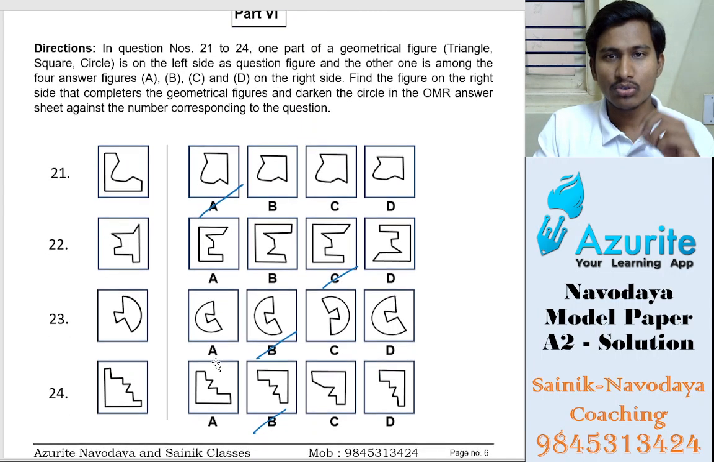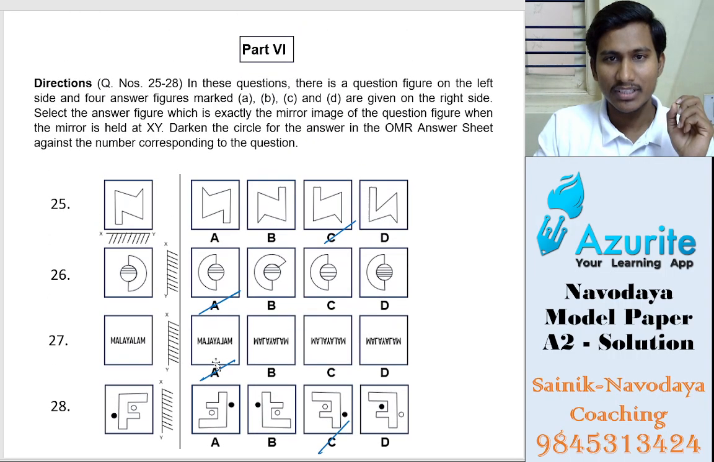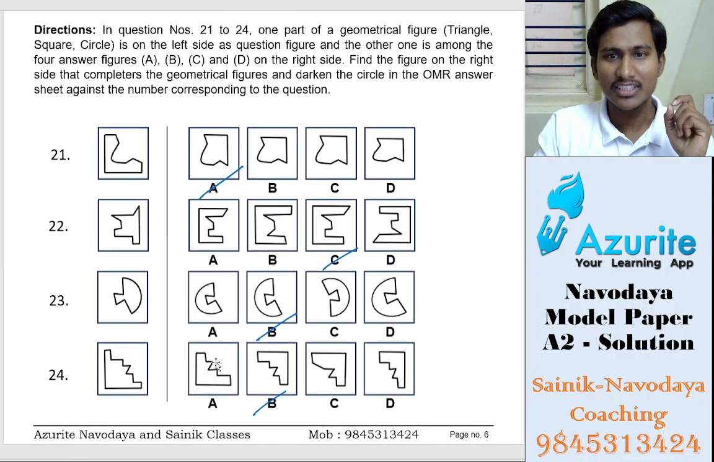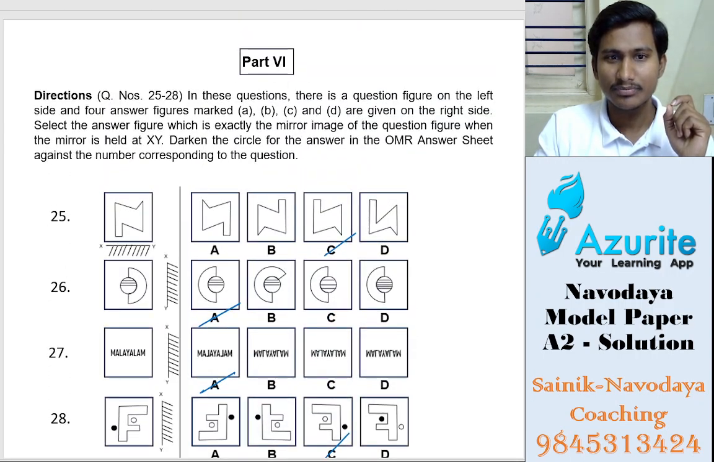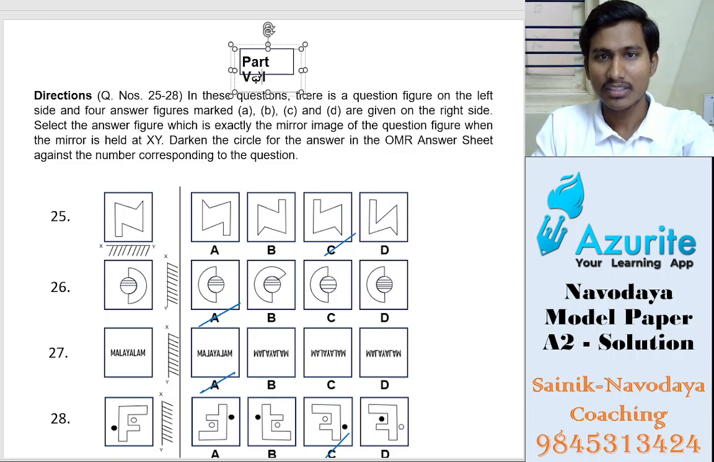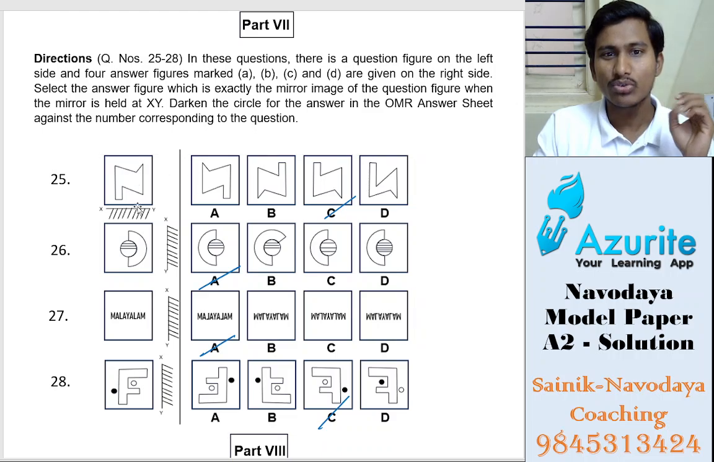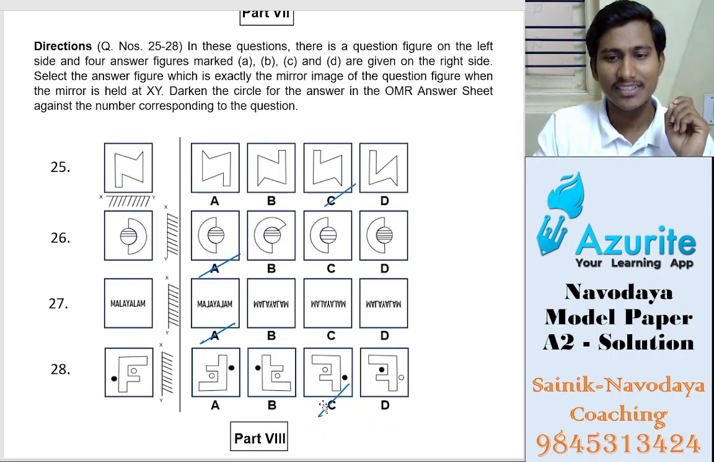Now let's do the seventh part, this should be seventh, yes. Here the seventh part is to find the mirror image. So 25th is option C, 26 is A, 27 is A, and then 28 is C.